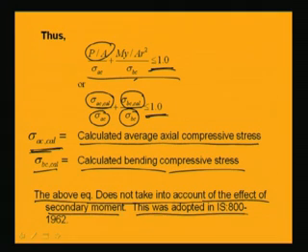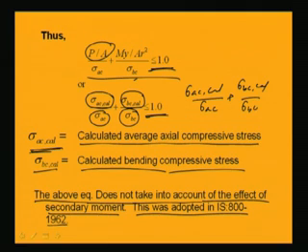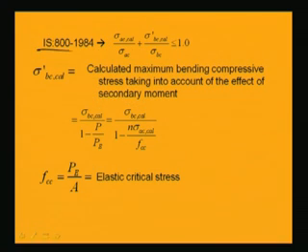This was adopted in IS 800 1962. So, in 1962 this equation, sigma AC calculated by sigma AC plus sigma BC calculated by sigma BC, has been adopted, where the effect of secondary moment has not been taken into consideration. Now, with the consideration of these two, in IS 800 1984, the expression has been slightly modified.